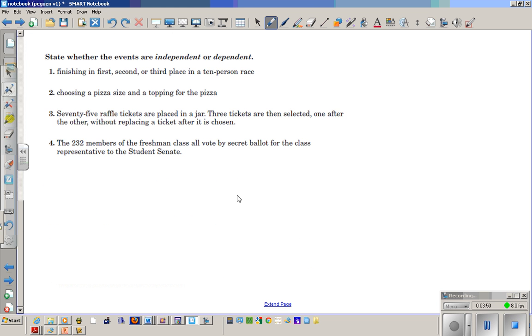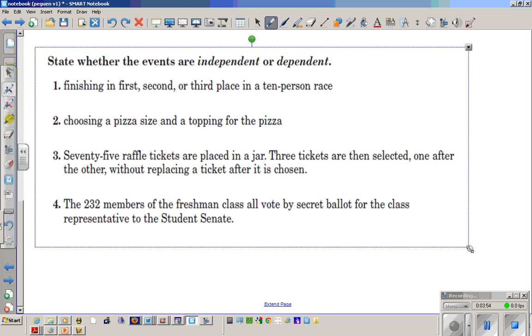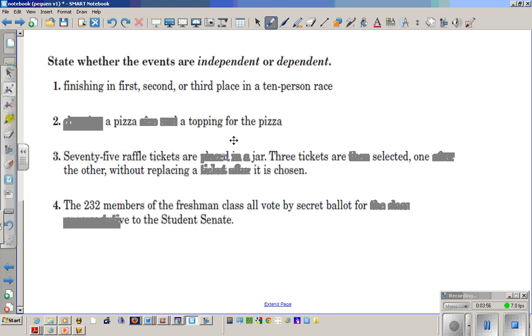Now let's take a look at some examples on the worksheet that you have. We have 4 examples to look at. Example 1 says state whether the events are dependent or independent. Number 1, finishing first, second, or third place in a 10-person race. So it's 10 people. The first is coming from the same bucket, the second is coming from the same bucket, the third is coming from the same bucket, right? Since they're all in the same set, it is dependent because one person can be everything. So this is dependent.